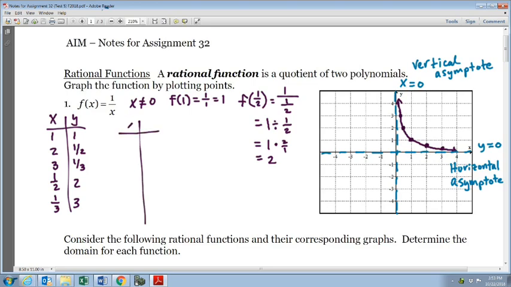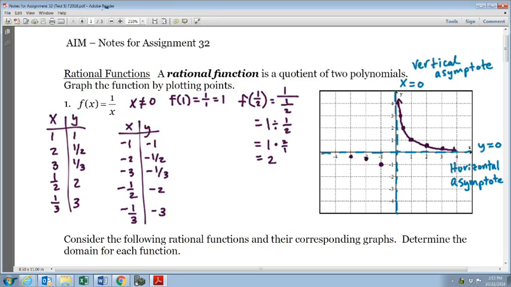Alright, so let's plug some negative values in. How about -1? 1 over -1, we're going to get -1. If we plug in -2, we get 1 over -2, which is -1/2. You plug in -3, you get -1/3. Now remember, if we plug in a fraction, like -1/2, it's going to be just like what we did with 1/2, except we're going to get -2. Similarly with -1/3, when we plug that into the function, we get -3. Let's go ahead and graph these points.